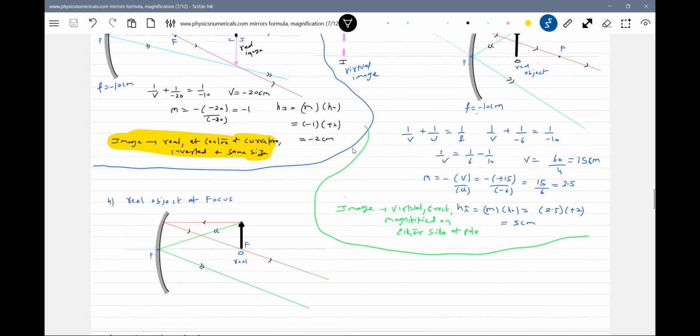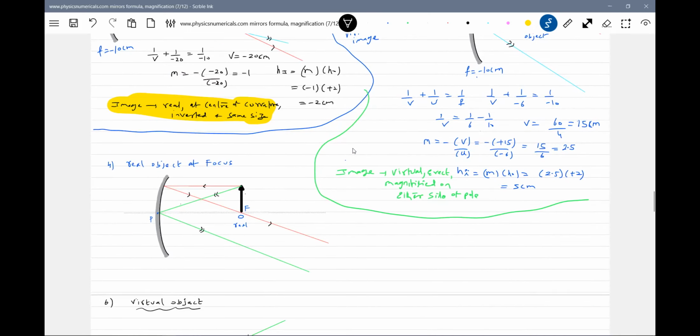Okay, this is about image formation. Last one: if the object is at focus, what about the image? According to the formula, the object is kept at focus, and towards the right it is positive. So what about the image? I'll get the image at infinity. What do you mean by infinity? Far away, it is like this.